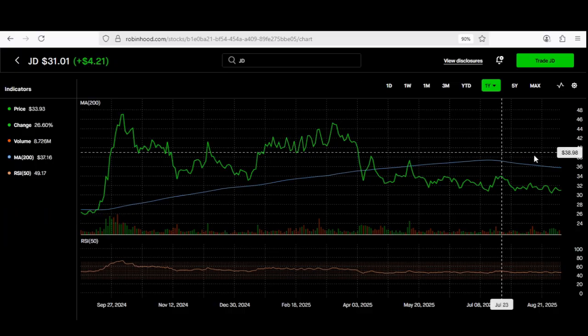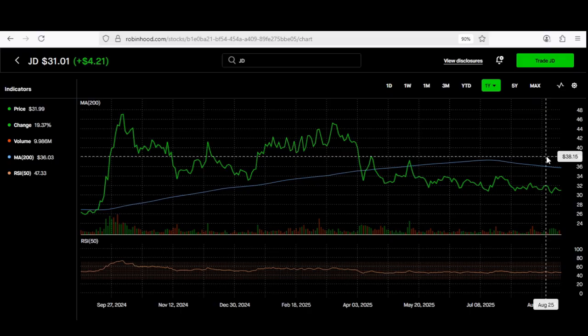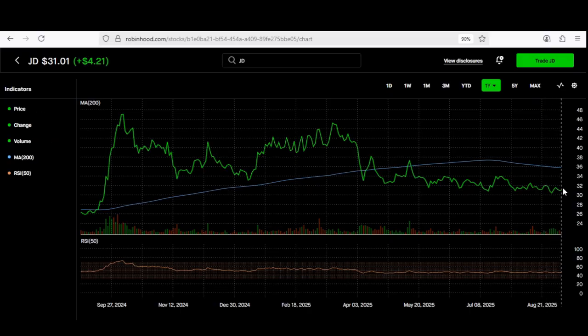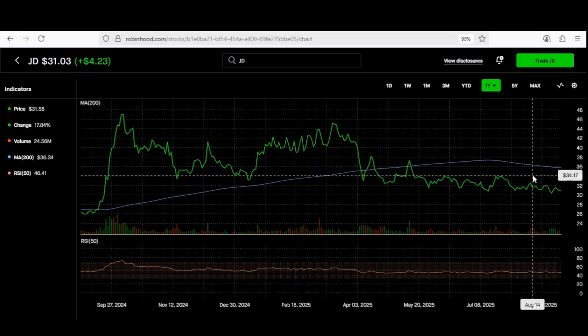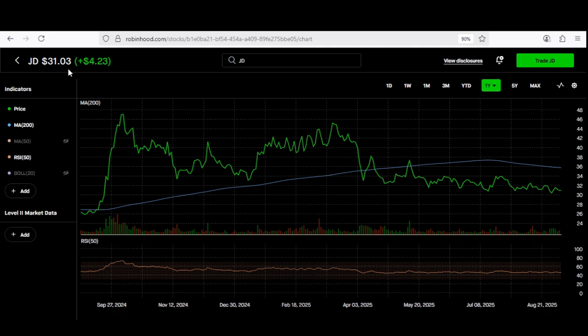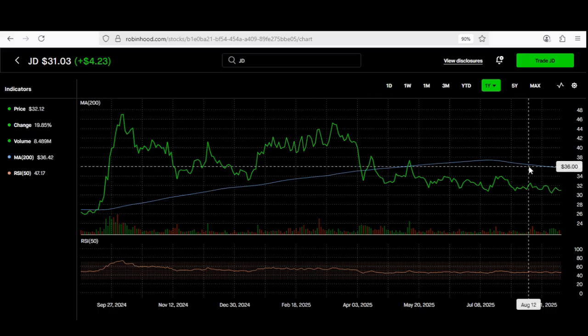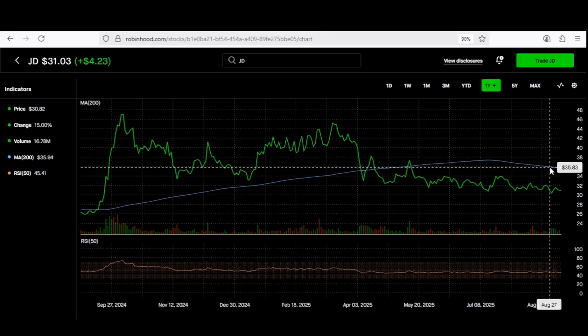Now, this is one of those setups that I particularly like. I usually like it whenever the share price is currently trading below the 200-day moving average. In my mind, I think that creates a very good opportunity for me to get into the stock. Now, the current price of JD is $31.03. So let's just say $31. However, the 200-day moving average is around $36. So it's about $5 away from the 200-day moving average.